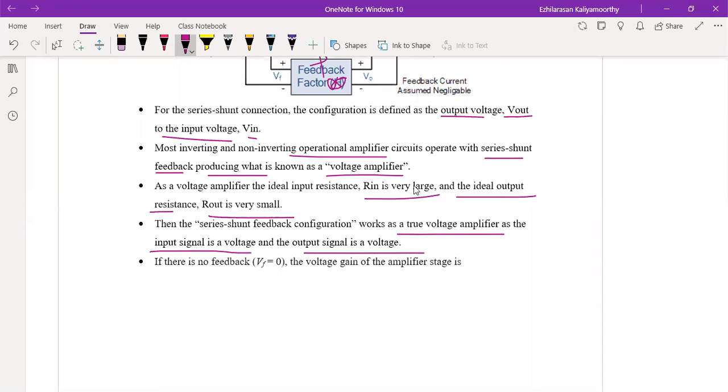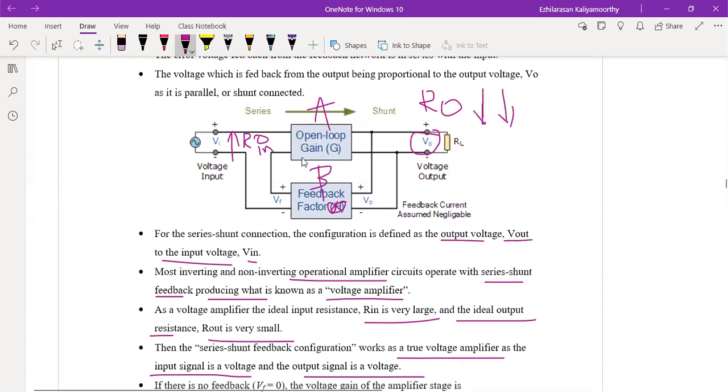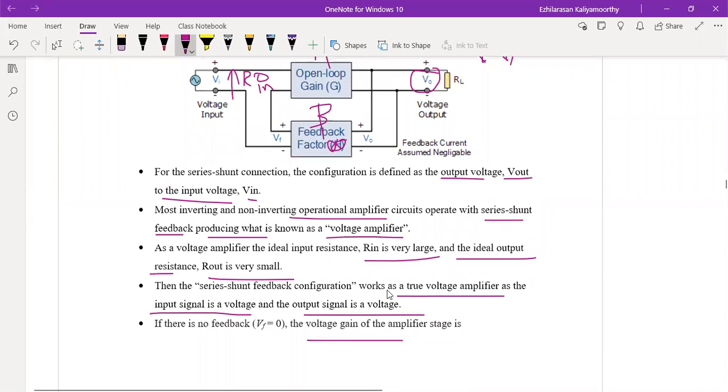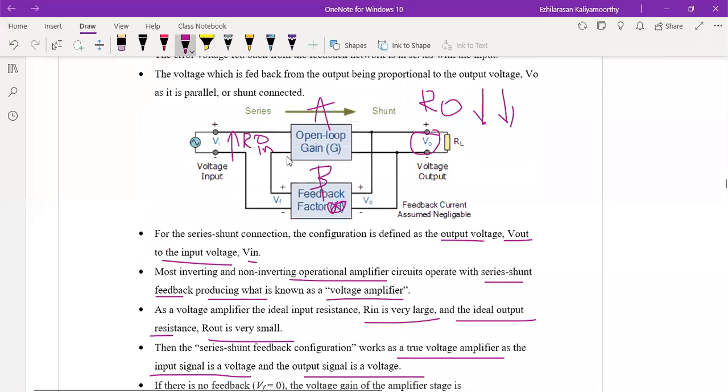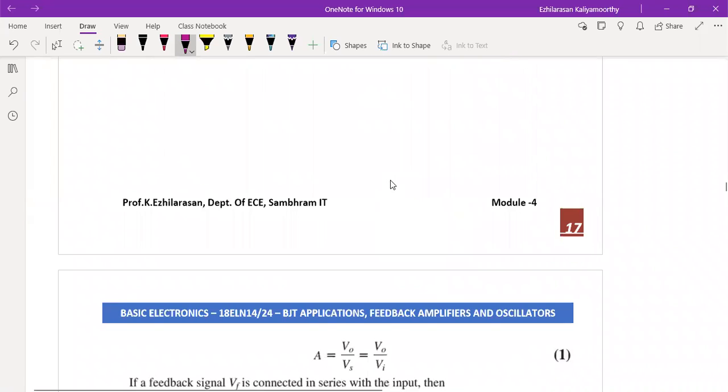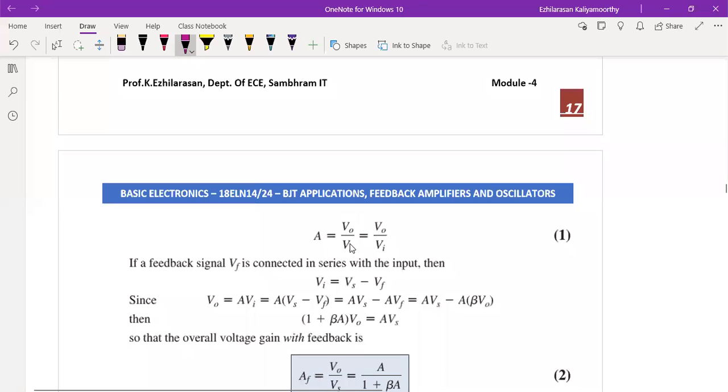So here, assume there is no feedback yet. What will happen? Whatever input you are giving, it will just amplify and produce the output. Then what will be the voltage gain? From this figure, you have to assume there is no feedback amplifier, because it is zero, there is no connection over there. Then what will be the gain of the amplifier stage here? That is very simple. We get A is equal to V naught by Vs, as we know earlier, is equal to V naught by Vi. This we know because initially only we studied this.